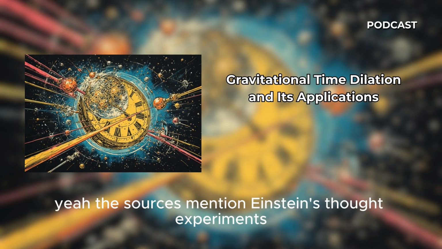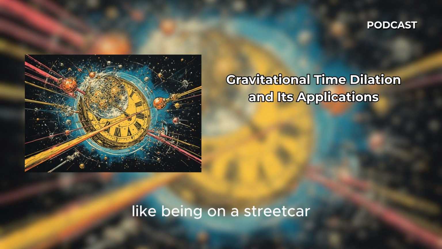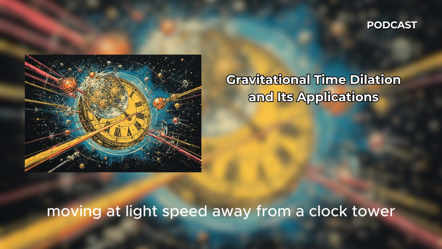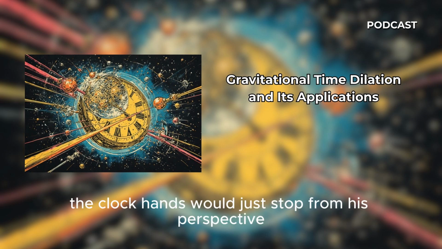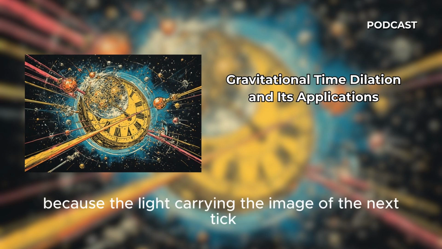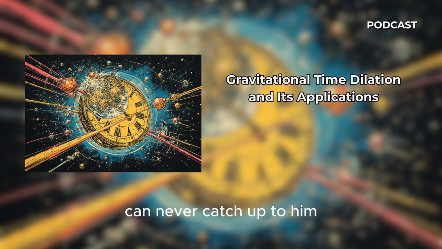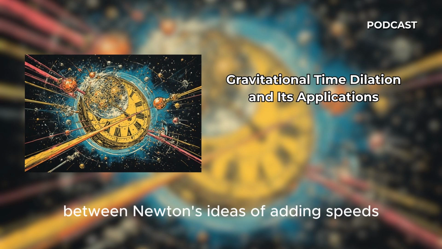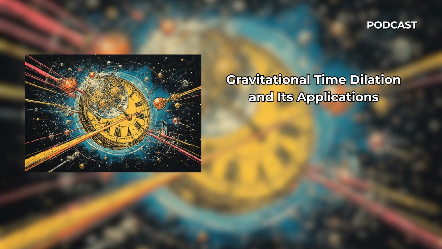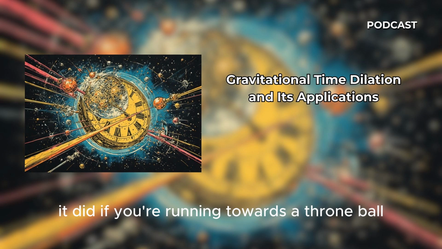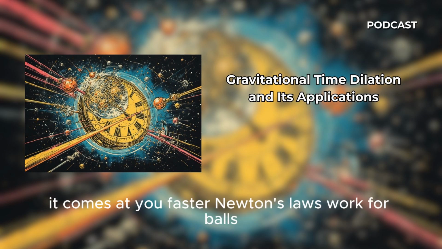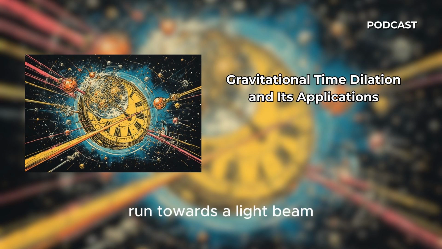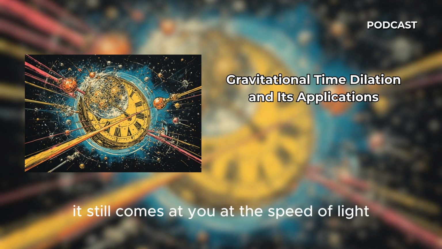Yeah, the sources mention Einstein's thought experiments, like being on a streetcar, moving at light speed away from a clock tower. The clock hands would just stop from his perspective. Right, because the light carrying the image of the next tick can never catch up to him if he's also moving at light speed. And this created a clash, didn't it? Between Newton's ideas of adding speeds and Maxwell's equations showing light speed was constant. It did. If you're running towards a thrown ball, it comes at you faster. Newton's laws work for balls, but light doesn't work like that. Run towards a light beam, it still comes at you at the speed of light, not faster.